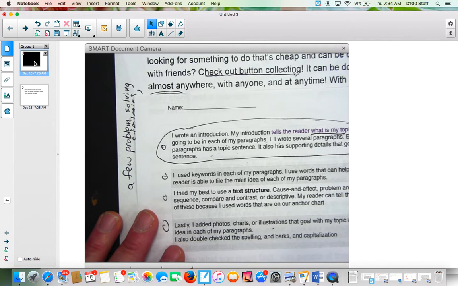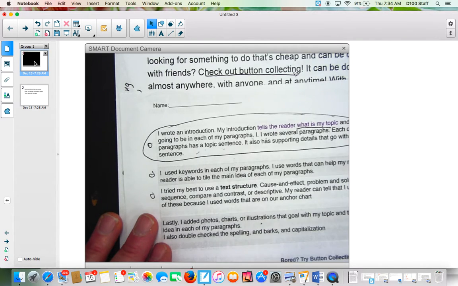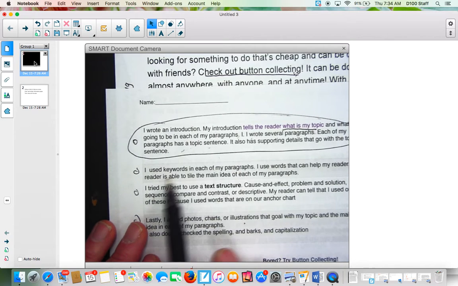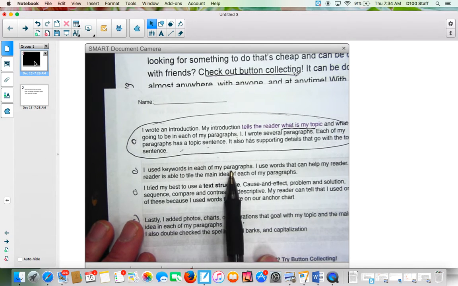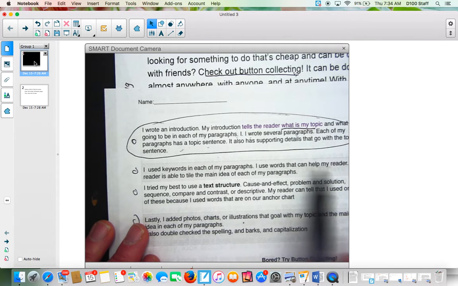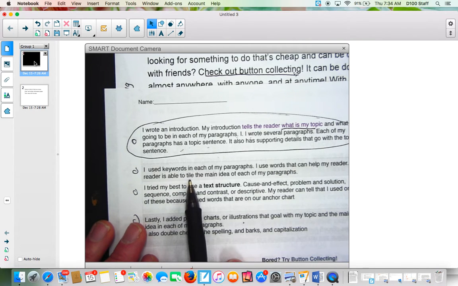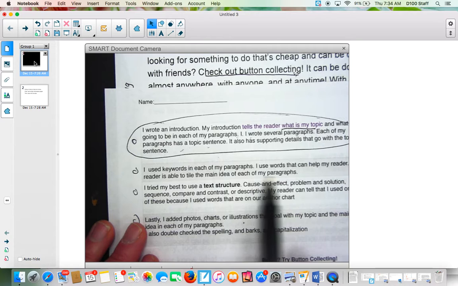Welcome back. Now we're going to do the next point. It says, I used keywords in each of my paragraphs. I use words that can help my reader. A reader is able to tell the main idea of each of my paragraphs.